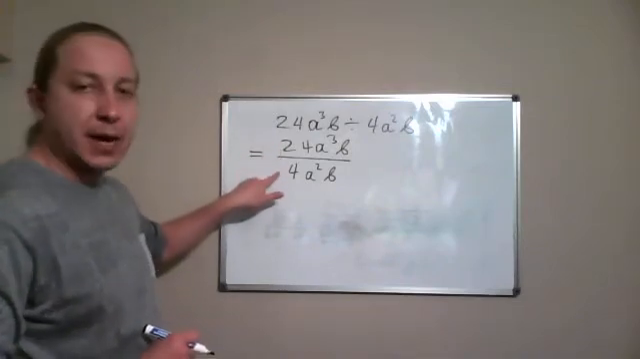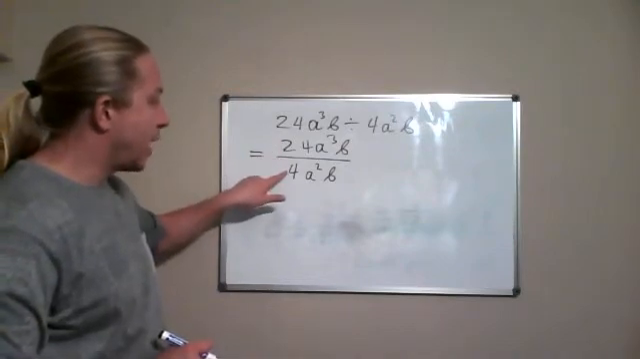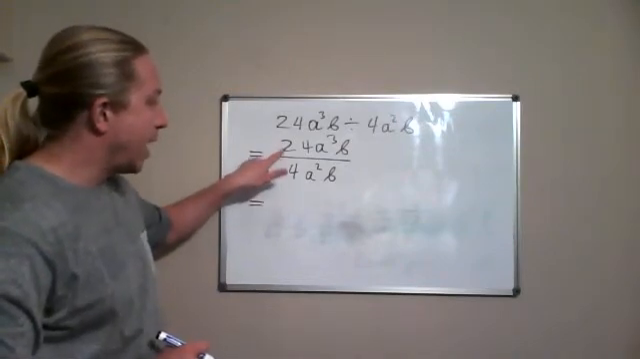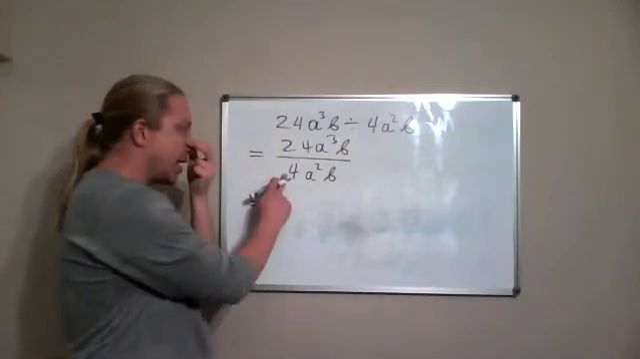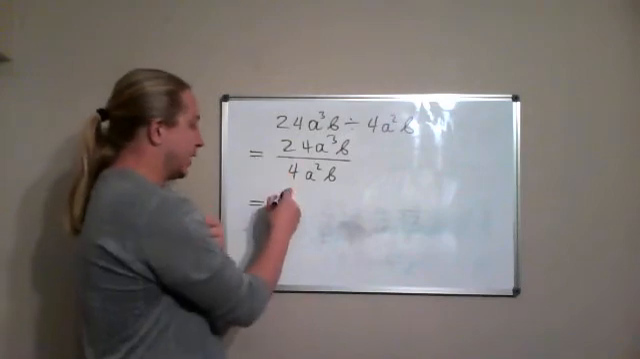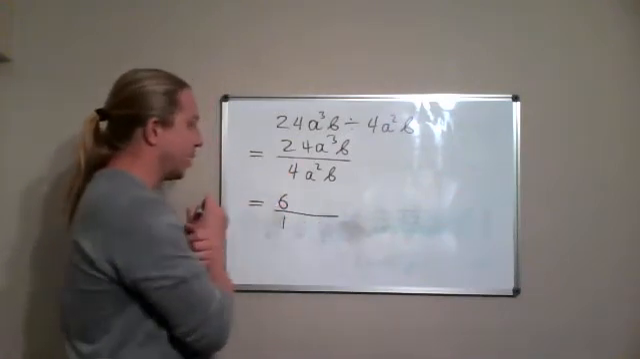Here, this is just an improper fraction. So what can we do to simplify this? Well, I can divide by 4 here and divide by 4 there. If I divide by 4, I'll get 1 here, and divide by 4 there, I get 6. So at the top, I get 6. At the bottom, I get 1.